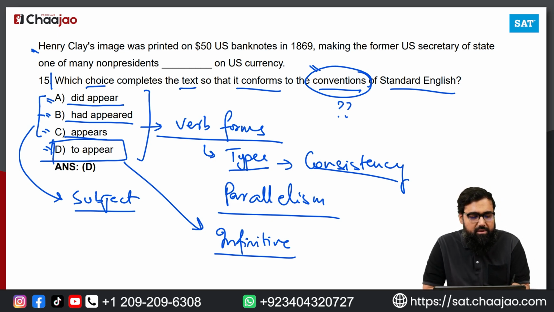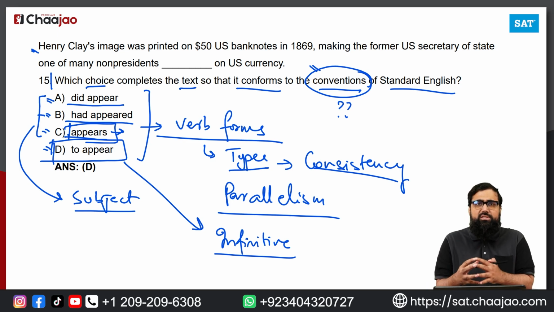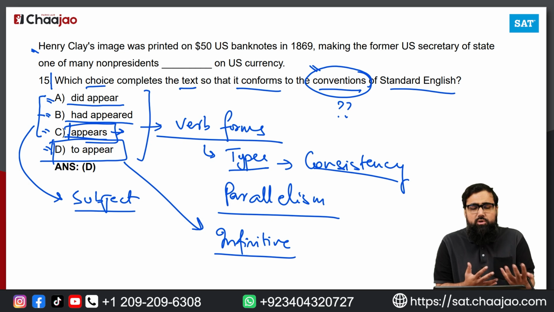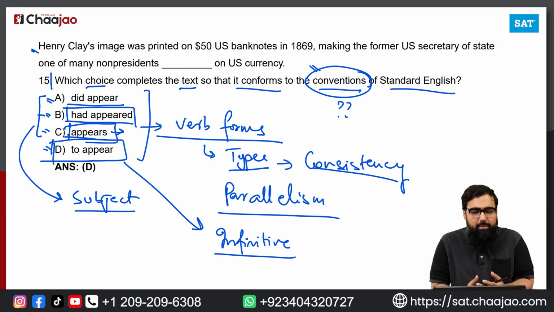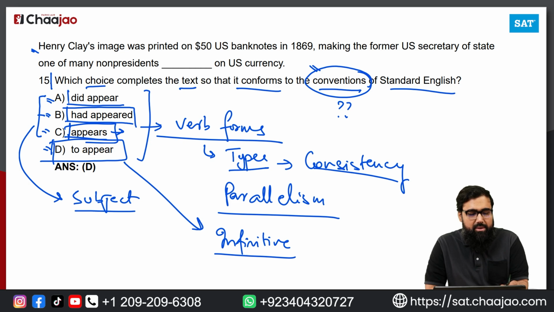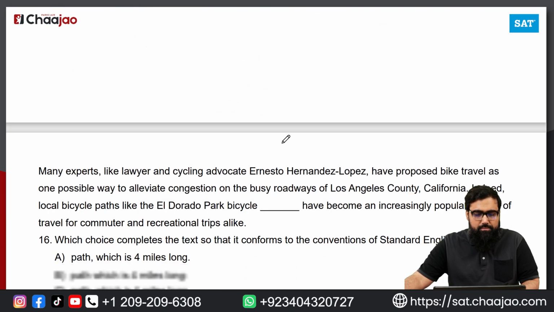So it has to be an infinitive, because if you talk about appears, normally simple present tenses are used when something is repetitive, something is a fact, something is a law. That is not the scenario, right? For had appeared, you need to have multiple verbs, you need to be perfect. Again, that is not the scenario. And did appear is not going in, right? So it has to be to appear. If you know the rule, obviously it will be very easy for you. All right, so moving on.